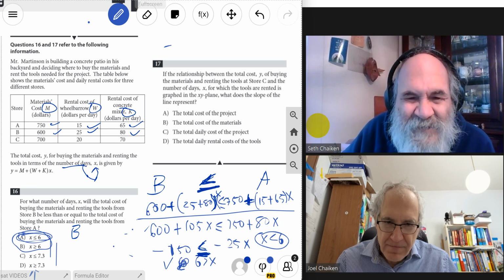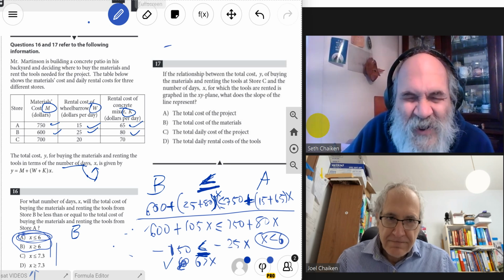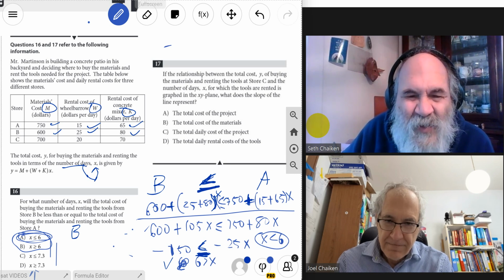15 plus 65 is 80. Okay, cool. You put the x on the right and the constant on the left, which is smart, a good strategy. To get the x's on the right, we subtract 105x from 80x and get a negative quantity, negative 25 times x. So the simplified inequality is negative 150 less than or equal to negative 25x.